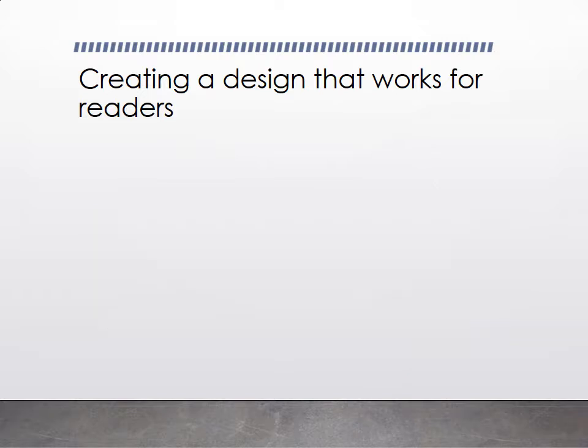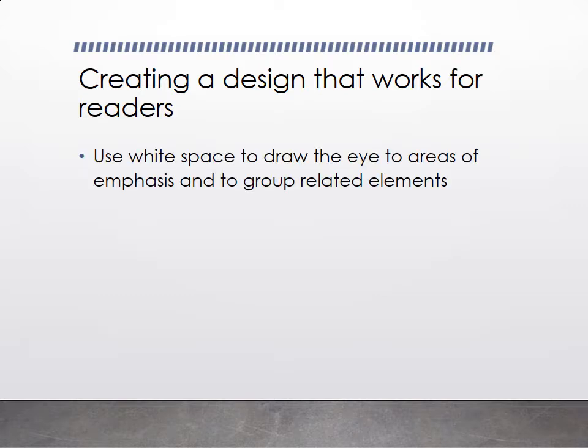Other ways to create a design that is workable for readers include making sure that there is adequate white space in the document. So white space are the places that don't have words or images, and that negative space helps to emphasize elements of text that you might want to emphasize. It helps to group related ideas, and really the more complex the information you're presenting, the more white space your document needs to use to provide places for the brain and the eye to rest.